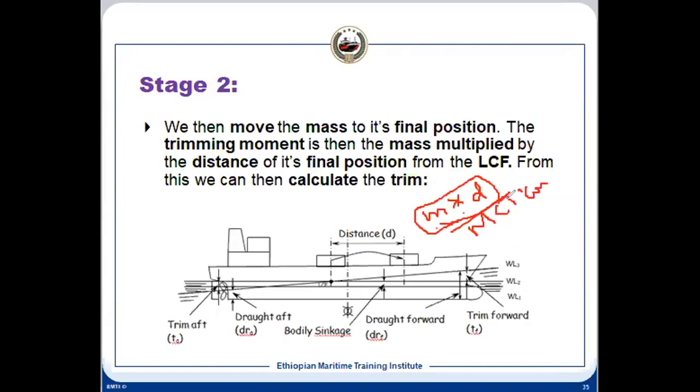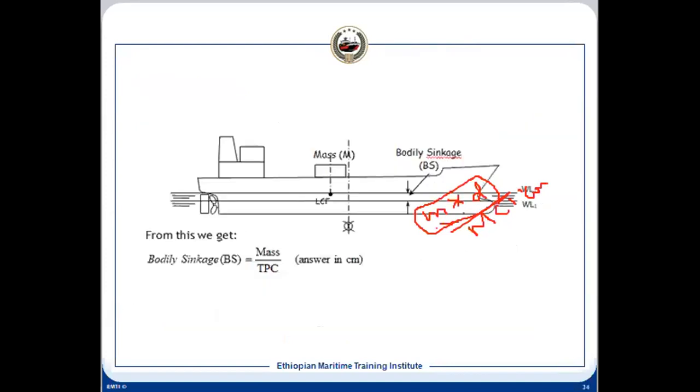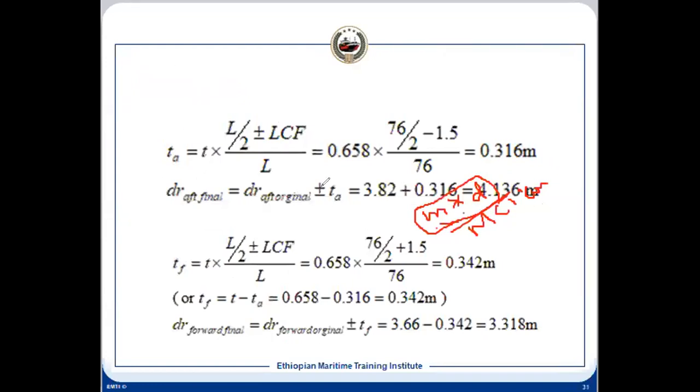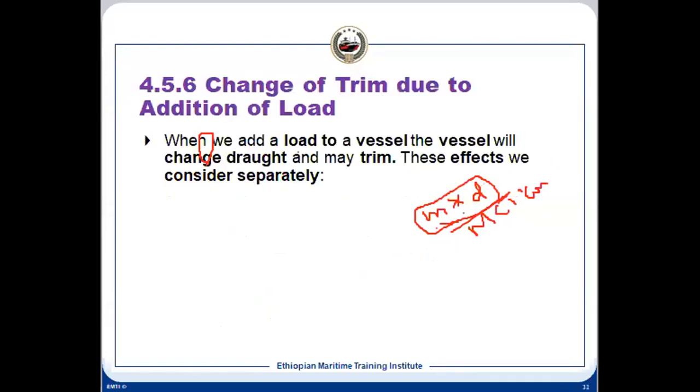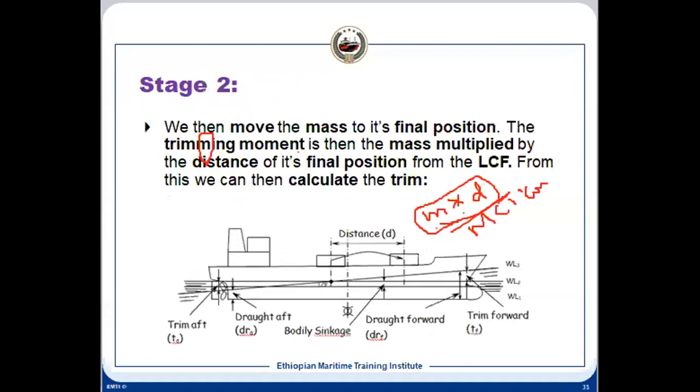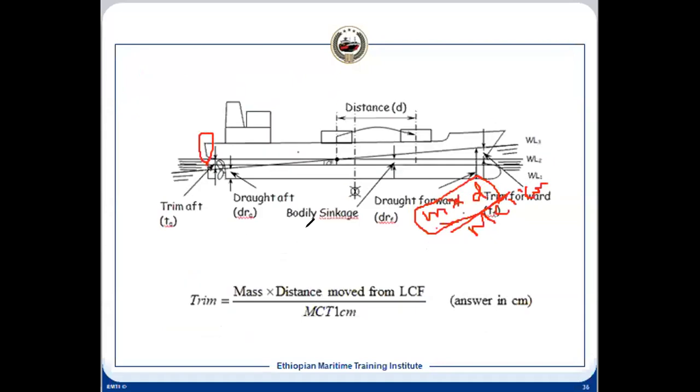Because once we know the total trim, we have the formula. Previously we used the same formula, and this is the T we have got. TA and TF we can calculate by using this formula. So we have calculated the bodily sinkage, and the total trim we have calculated from this trim, which is also in centimeter, because this is MCT 1 centimeter.